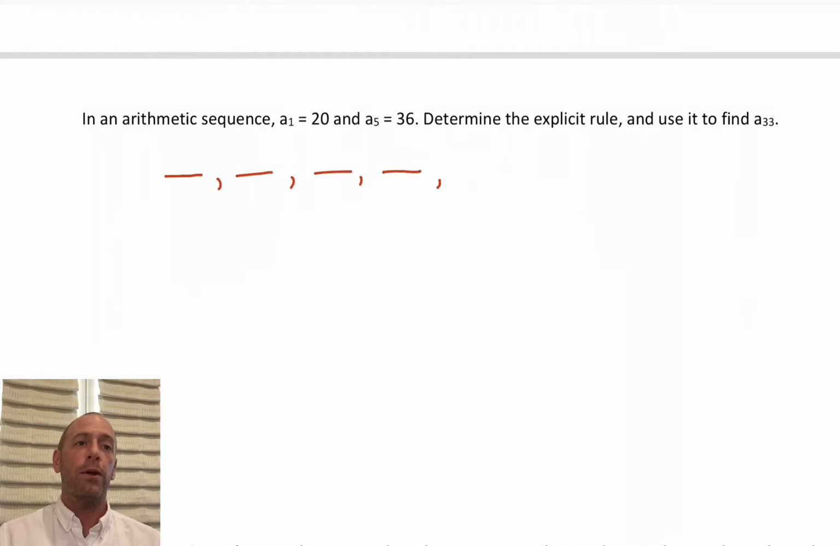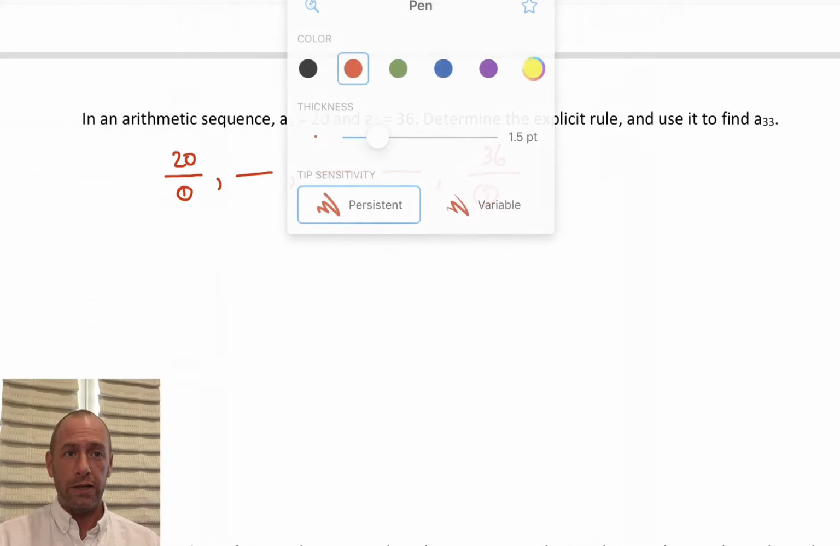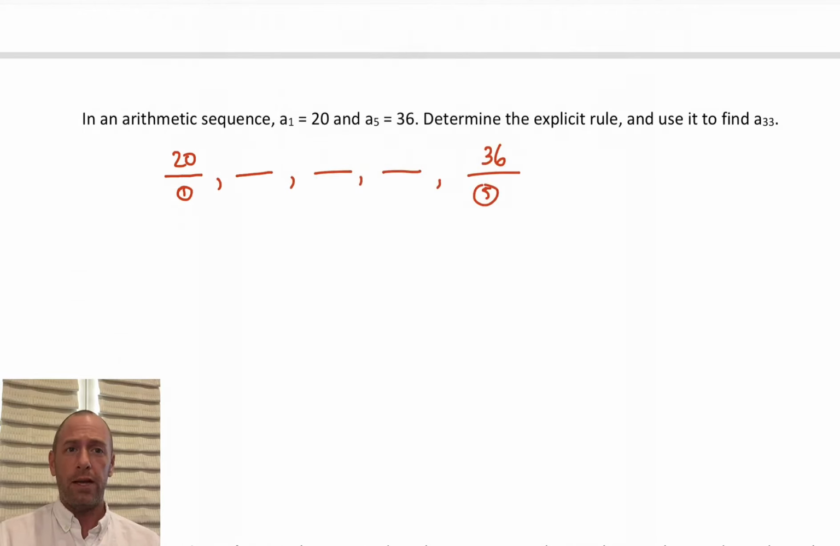Okay. What I'm going to do is write out the first 5 terms of the sequence and put in what I know. The first term is 20, the fifth term is 36. Now to get from 20 to 36, we need to know how many common differences did we have to jump? 1, 2, 3, and 4. So to get from the first to the fifth term, we had 4 common differences.